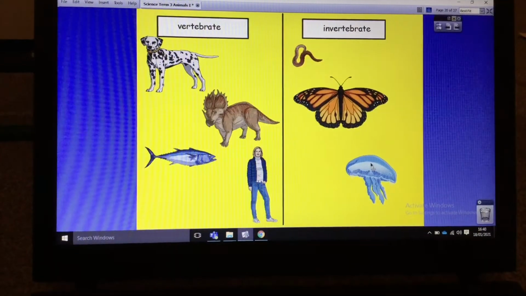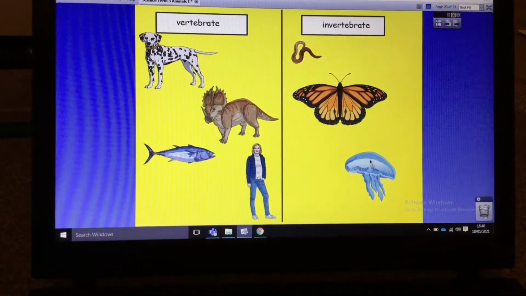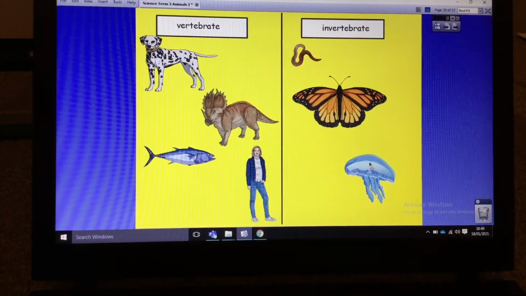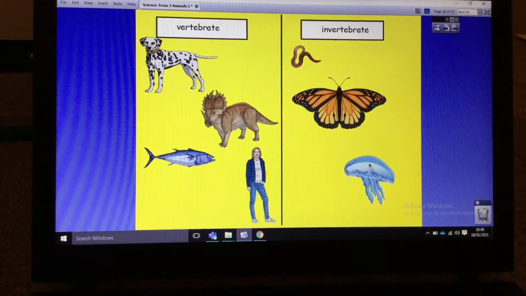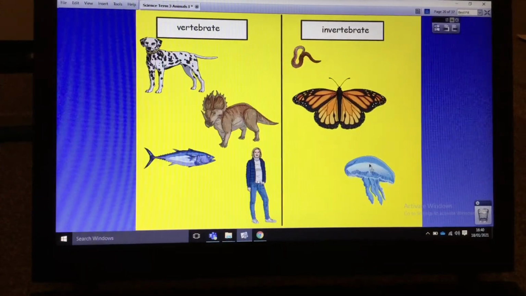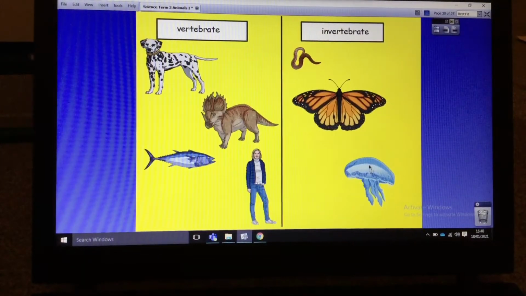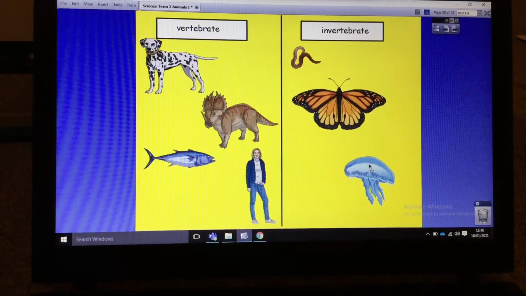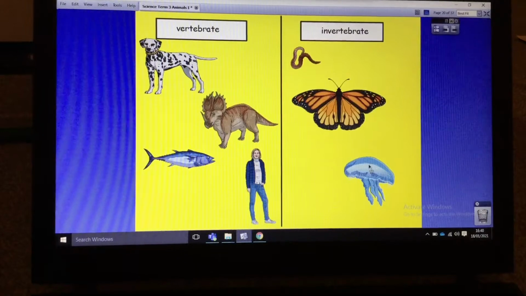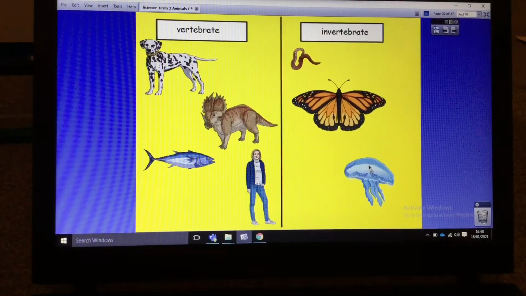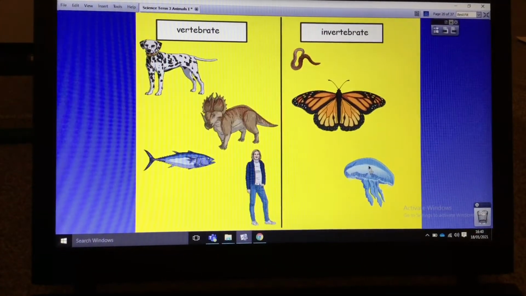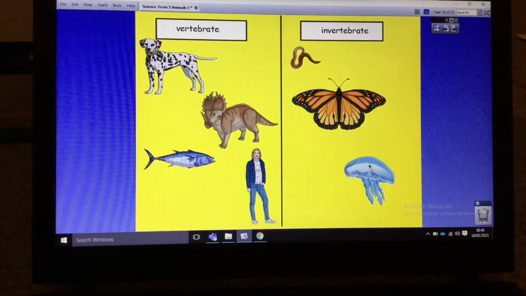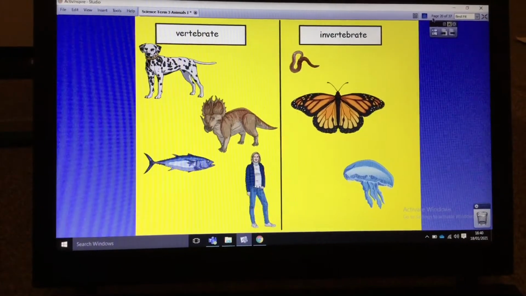Okay, so this is how you should have sorted the creatures that were on the board a second ago. So in our vertebrate section, these are the species that do have a backbone, which means they are vertebrates. So a dog has a backbone, it has a spine, so does a dinosaur, this one in particular, so does a fish, and so does a human. Now the three animals on the other side, the invertebrates, do not have a backbone. They do not have a spine. So that is a worm, a butterfly, and a jellyfish.